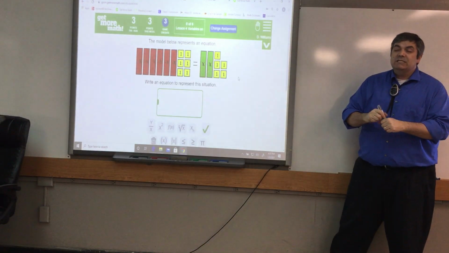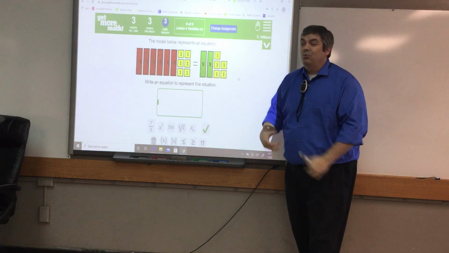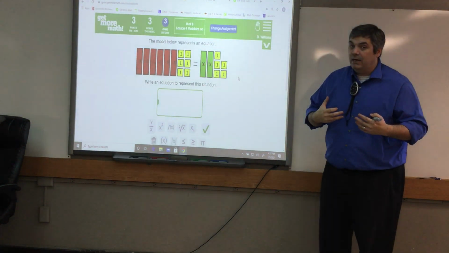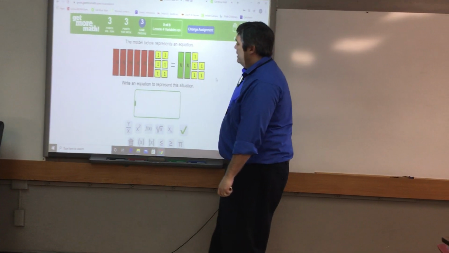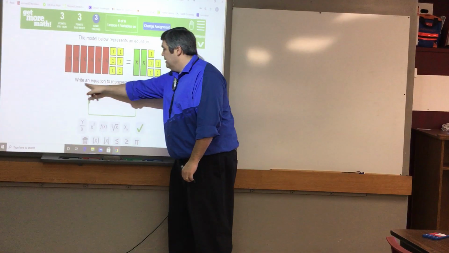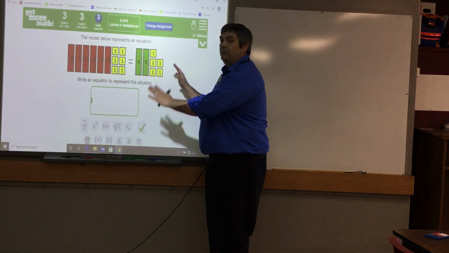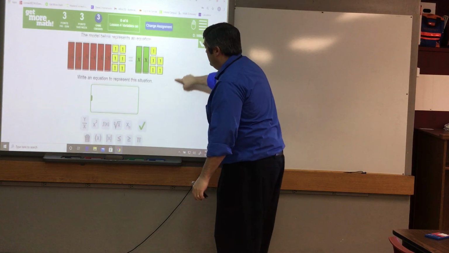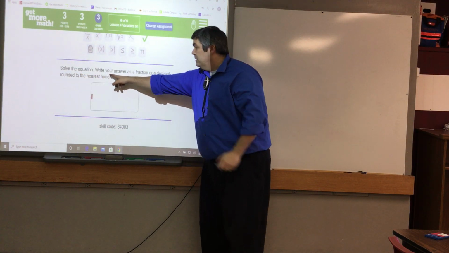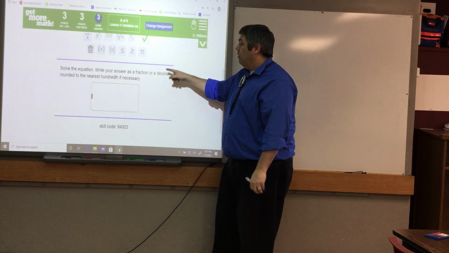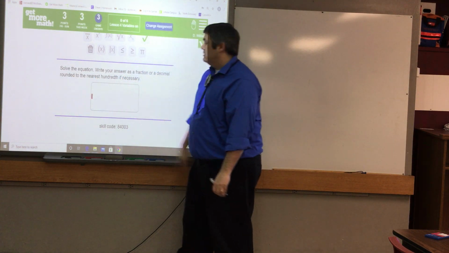So here, we just did algebra tiles yesterday. So we're still interpreting these algebra tiles. But now look at this. The model below represents an equation. So it says, write an equation to represent this situation. So first thing we have to do is write an equation. But then we have to solve the equation and write your answer as a fraction or a decimal rounded to the nearest hundredth if necessary.